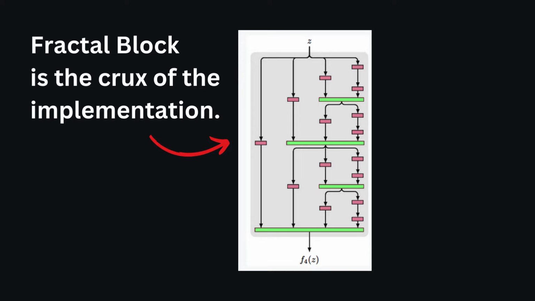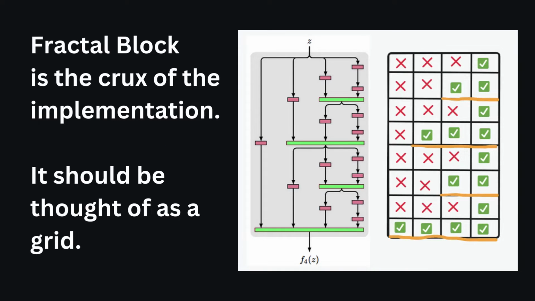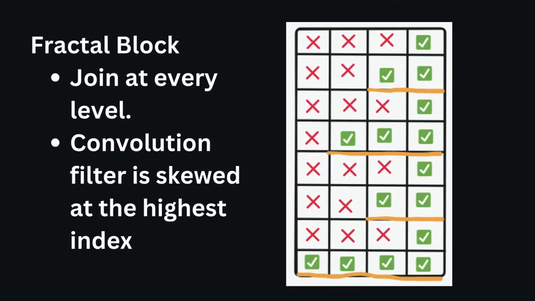It's where most of the complexity lies because of the fractal nature of the network. It is being expressed right there. Instead of trying to implement the figure on the left, a useful way of thinking about FractalBlock is as a grid. As you can see on the right, we have the same representation but without the stylization. Two things to note with this grid.